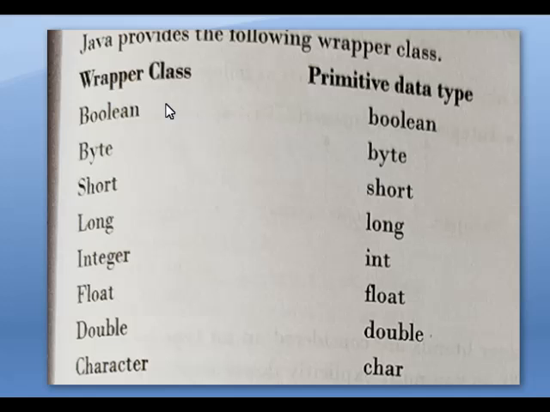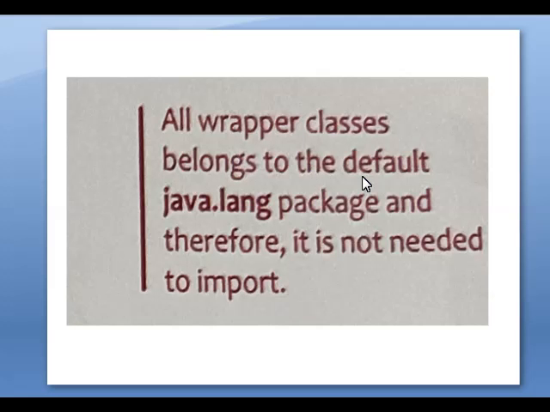Here it is float, there also Float, Double, and in the wrapper class it is Character, where the primitive data type is char. So in primitive data types, the data type letters are small letters, but in the wrapper classes the first letter is a capital letter. All wrapper classes belong to the default java.lang package, and therefore it is not necessary to import them.